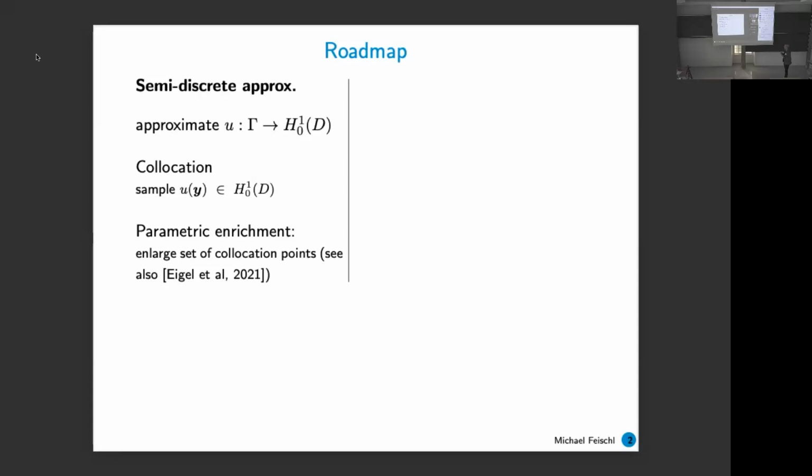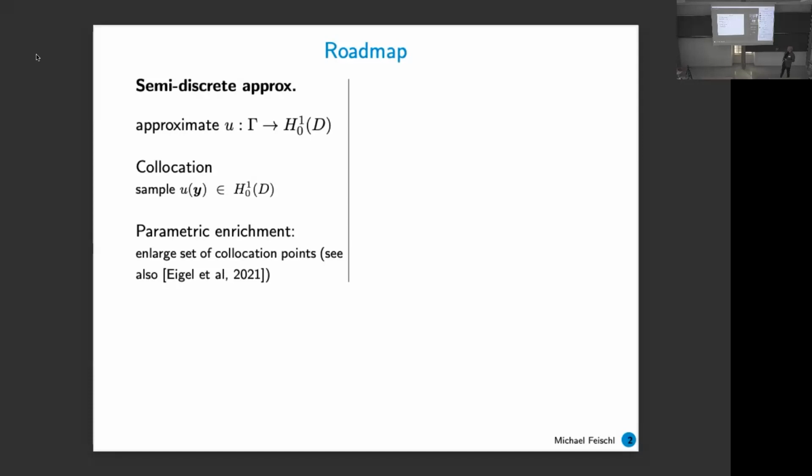So what we do is we sample the solution in our solution space. That would be the exact solution, but you could also imagine some fixed finite element grid. And then we perform parametric enrichment. So we add sample points to increase the accuracy of the solution, and we do that in an adaptive way. And independently of our work, very similar results came out by Eigel and co-workers. Almost within a week of our results, they published theirs. And that's also what they do.